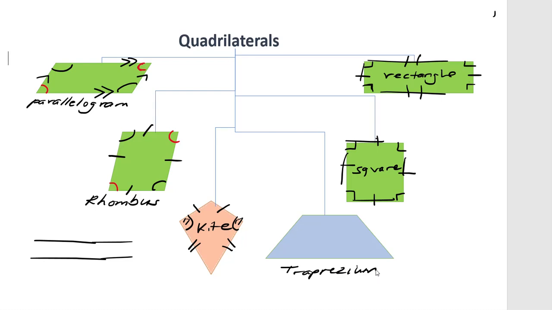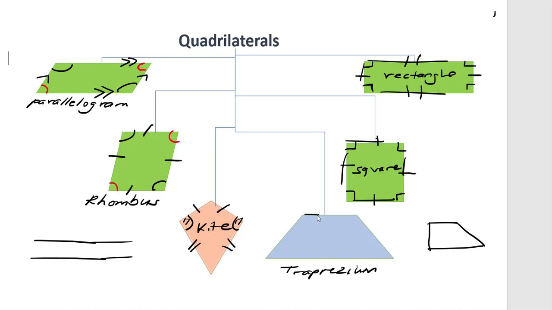So trapezium. Now trapezium can actually look different to this. For example, if I drew a trapezium just here, just like that, that is also a trapezium. So it looks quite different. And the main way to know if it's a trapezium or not is two things. You have to have one pair of parallel lines.